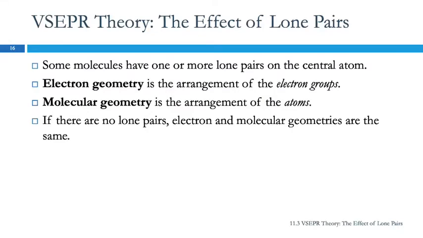The molecules that we've talked about so far have not had any lone pairs on the central atom, but some molecules do. So if there are lone pairs, then it gets a little more complicated. And now we refer to two types of geometry. There's the electron geometry, which is the arrangement of the electron groups. And then there's the molecular geometry, which looks only at the arrangement of the atoms. So if you have no lone pairs on the central atom, electron geometry and molecular geometry are the same.